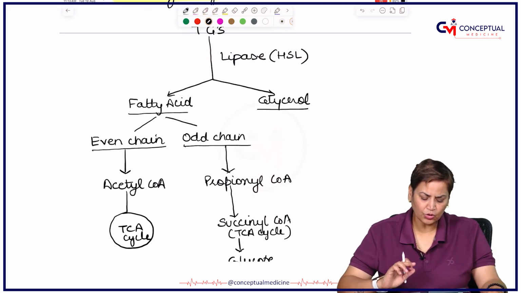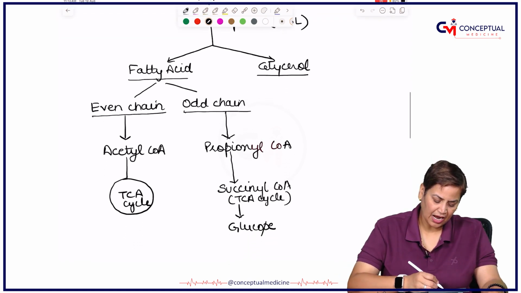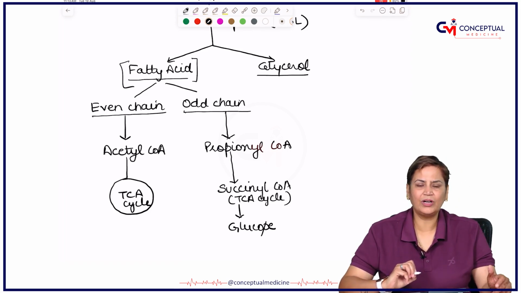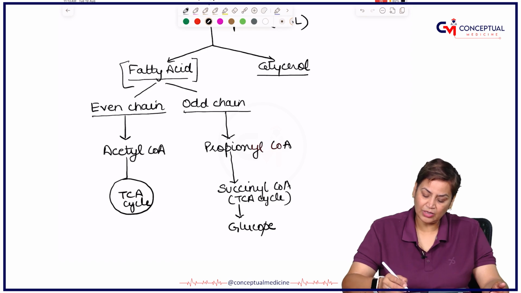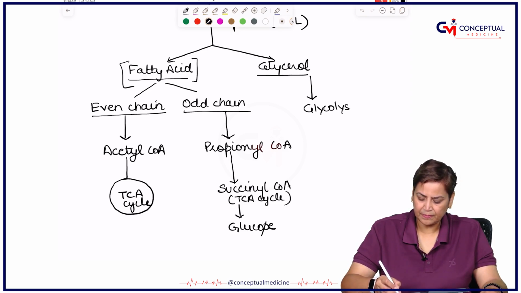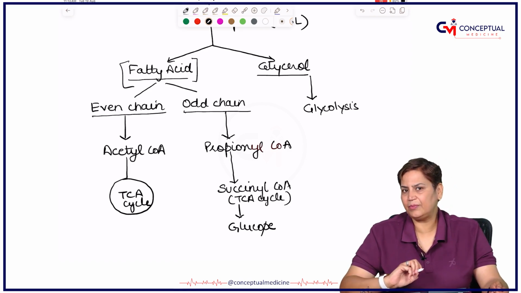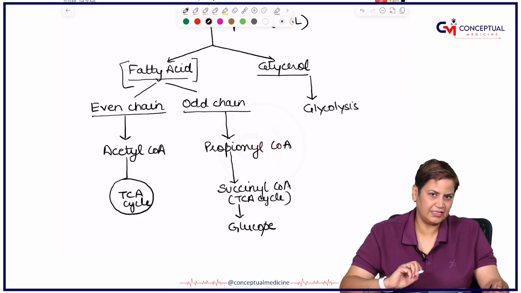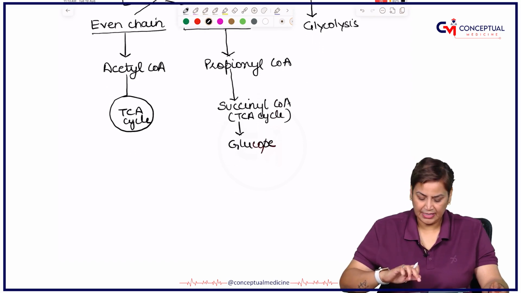Right. So what we are going to study here is how this pathway takes place, what is the energetics of this, and what is the regulation of this. And if we talk about glycerol, we know that glycerol also enters glycolysis, or you can say gluconeogenesis, like this. Clear? But this reaction does not take place in the adipose tissue because of the absence of glycerokinase enzyme.